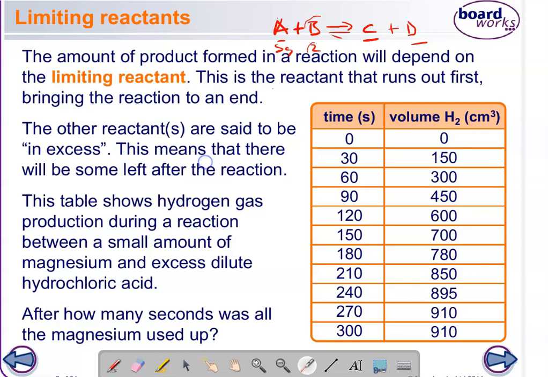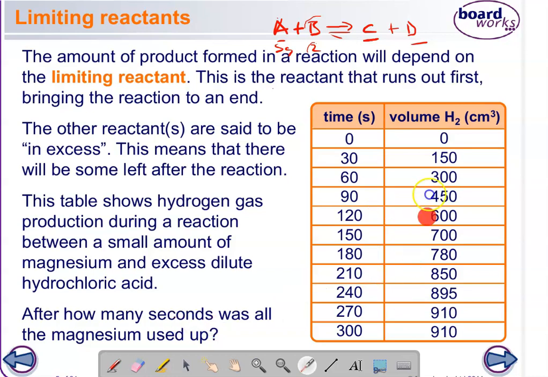Now, this table on the right here shows hydrogen gas production during a reaction between a small amount of magnesium and excess dilute hydrochloric acid. If we react dilute hydrochloric acid with magnesium, we're going to have hydrogen produced. After how many seconds was all the magnesium used up? In this particular reaction, magnesium was the limiting reactant. What it means is that it got finished at some point.